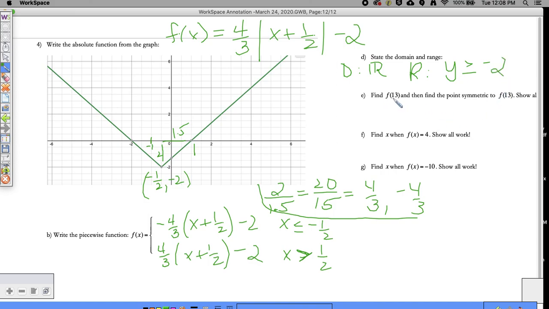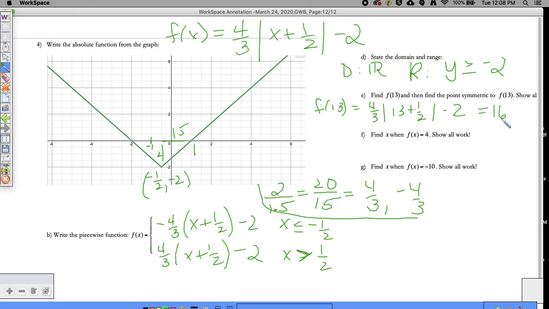And the next one is saying to find f of 13, and then find the point symmetric to f of 13. So if we want to find f of 13, we're just going to do f of 13 is equal to 4/3 times the absolute value of 13 plus 1/2, minus 2. And remember, absolute value is actually like a parentheses, so that's 13.5. So if we do 13.5 times 4/3, and then subtract 2, we actually get 16.